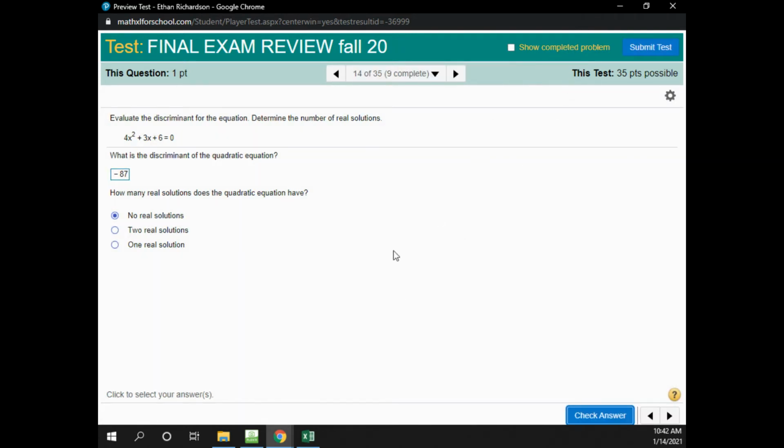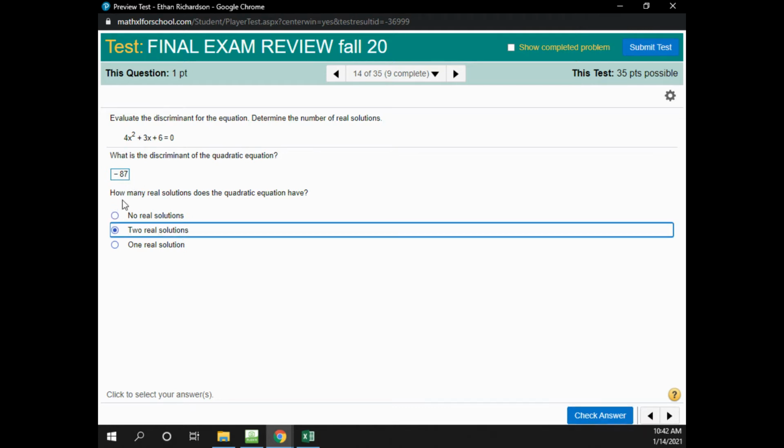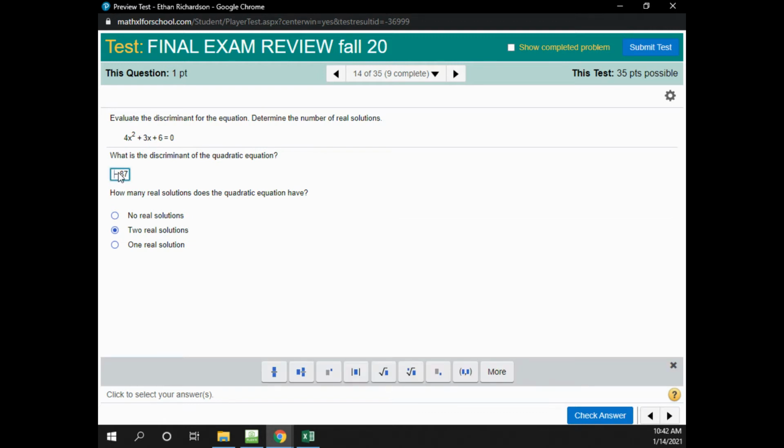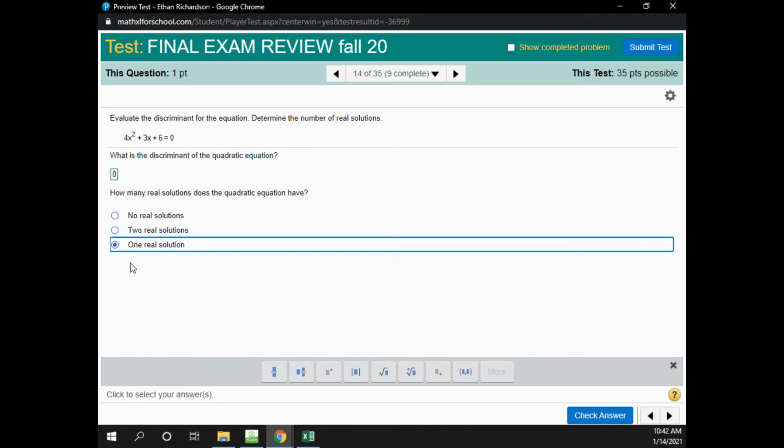Okay. The difference is if this number had come out to be a positive number, if it had been 87, we'd have had 2 solutions. If this number had been 0, then you would only have 1 solution. So negative is no solutions. If it's 0, there's 1 solution. If it's positive, then you get 2 solutions.